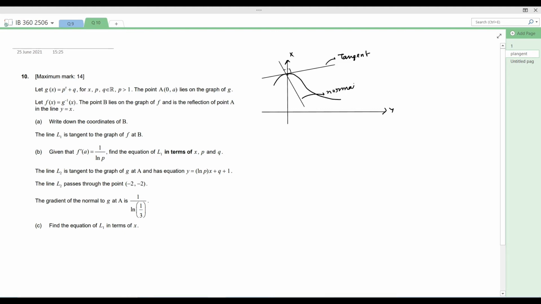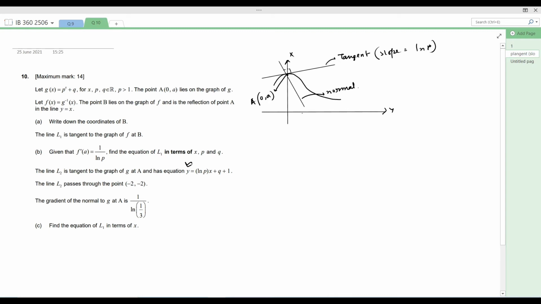The normal line is perpendicular to our tangent line. This particular angle is 90 degrees, just assume that. Obviously the slope is ln p. From here you can get that L2 is tangent to the graph of G at A, and this point is A, that is (0, A). This particular point is also given. Now the slope is ln p.